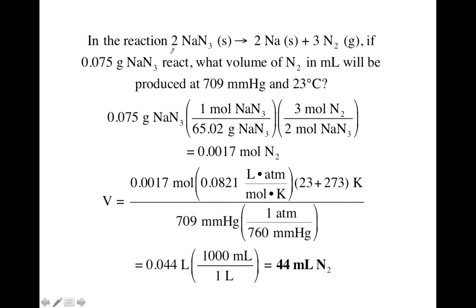The first, they give you the grams of NaN3, so that's your known, and they're asking about the volume of N2, so that is your unknown, but since they want volume, you're going to need to use PV = nRT as your final step. So the first step is standard stoichiometry: change the grams of NaN3 to moles by dividing by the molar mass. Then use the mole ratio, so we come up here, and we see there's a 3 there and a 2 there.